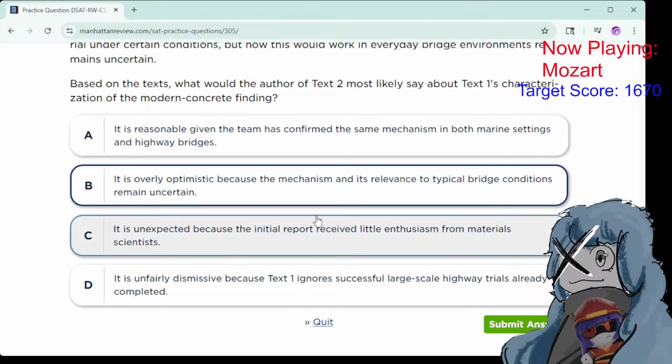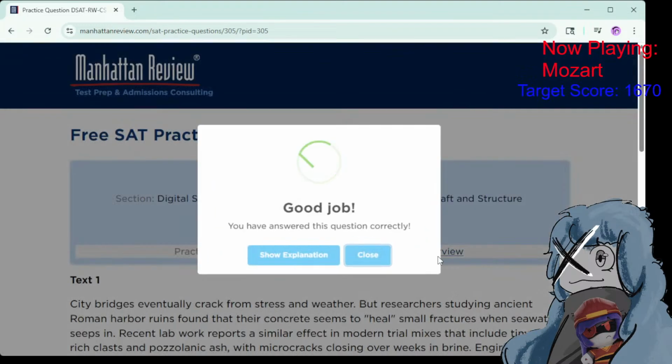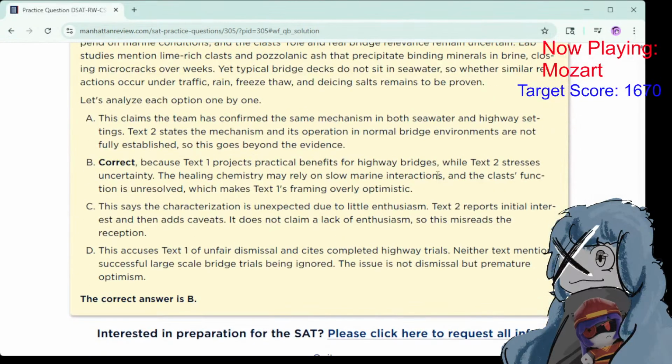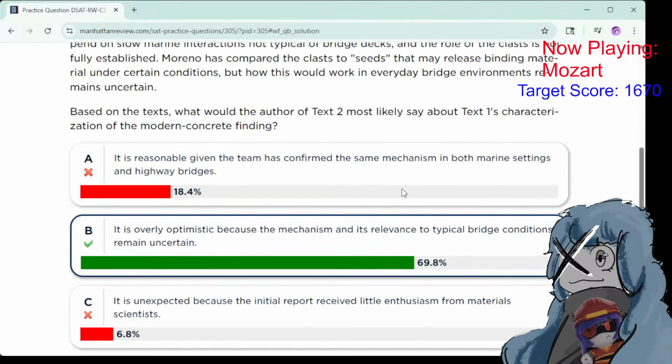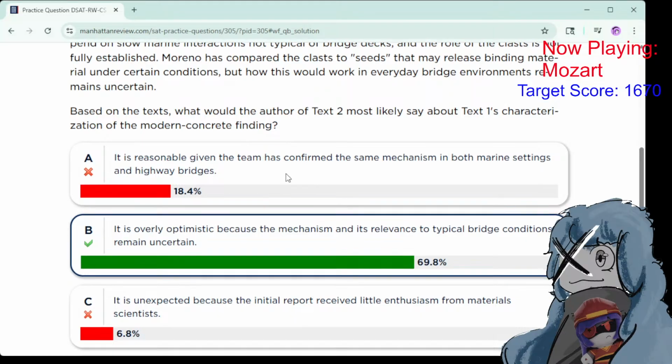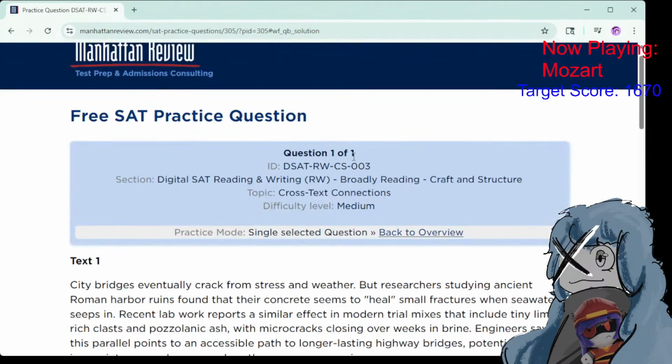That's exactly what I said. Another option is assumptive, another is overly dismissive. Good job. Explanation correct, because yeah, I got it right. People seem to pick A. This is a lower accuracy score than the hard one.